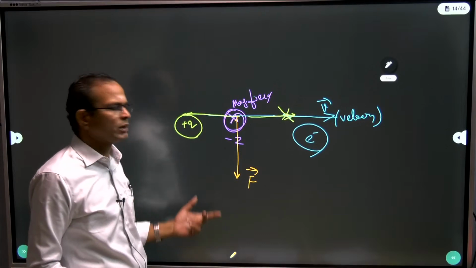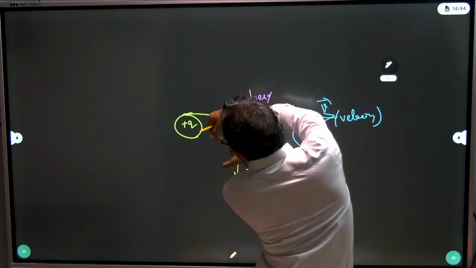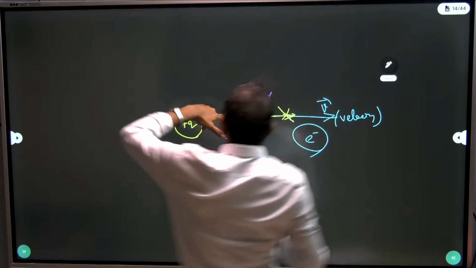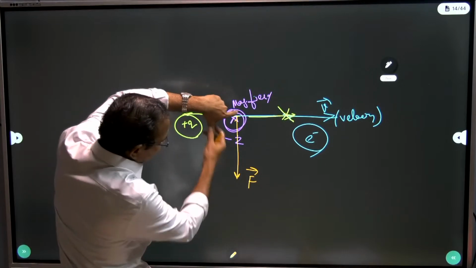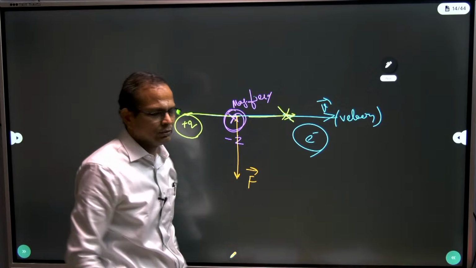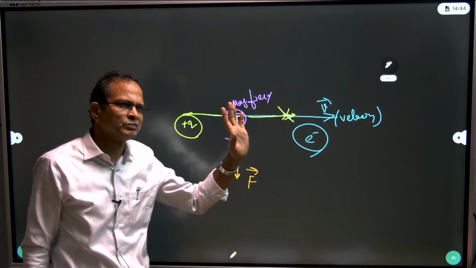But when we apply Fleming's left hand rule, it comes like this, right? This magnetic field, positive charge. So the force, like this. Yes. Positive charge, inward. Look at my hand. This downward. So force is downward. You are 100% right. Good. Excellent. Now it is clear, right? Yes, sir.